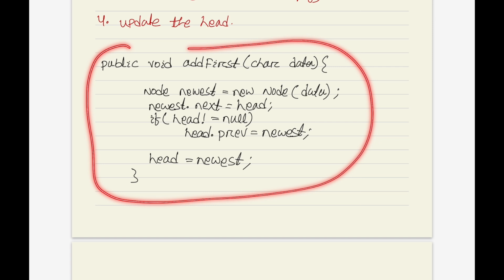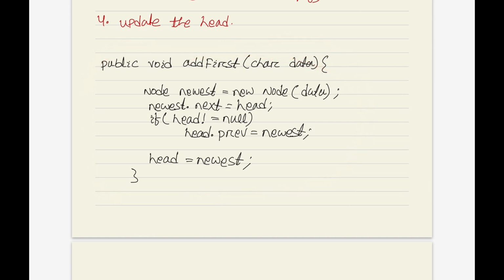So here you can see this is the method that we need to write when we want to insert a node at the beginning of a double linked list.